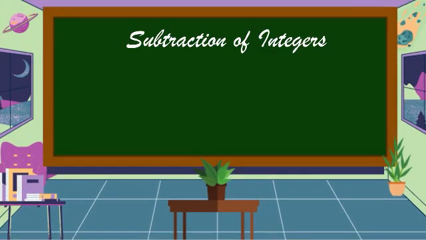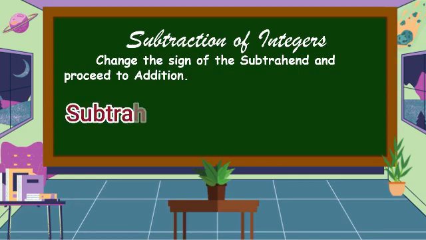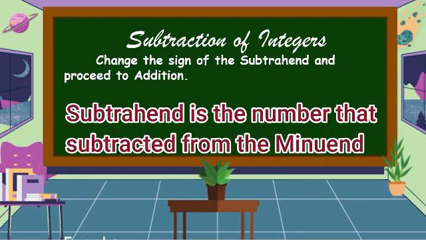How are we going to subtract integers? In subtracting integers, we're going to change the sign of the subtrahend and proceed to addition. What is subtrahend? Subtrahend is the number that is subtracted from the minuend.